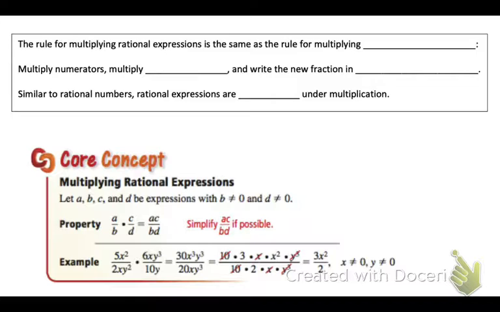Now the rule for multiplying expressions is the same as the rule for multiplying numerical fractions. You multiply numerators, you multiply denominators, and you write the new fraction in simplified form.